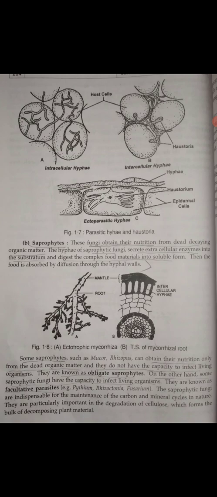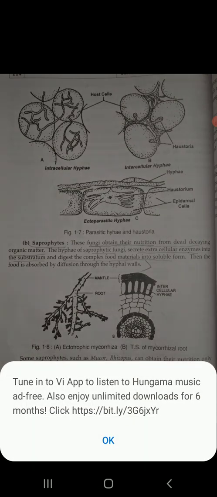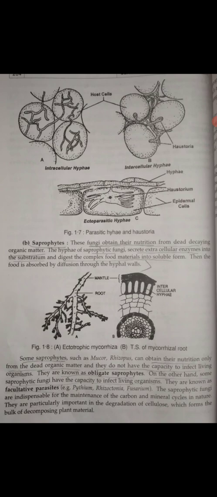Some of them live only on dead organic matter, so they are called obligate saprophytes. Here we have to observe that they do not have the capacity to infect living organisms. On the other hand, other saprophytic fungi can infect living organisms. That's why they are called facultative parasites.